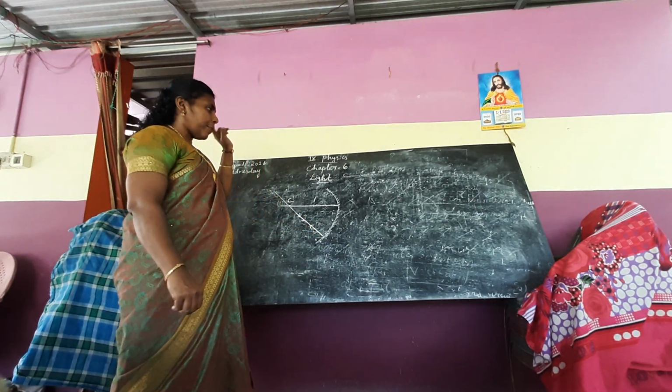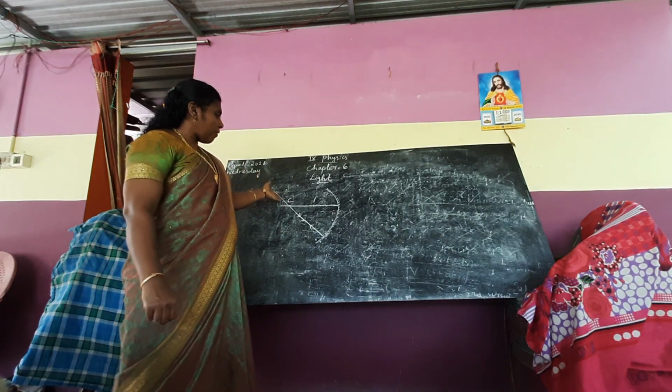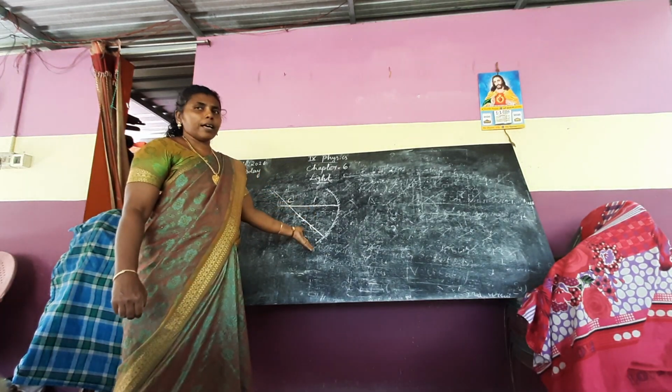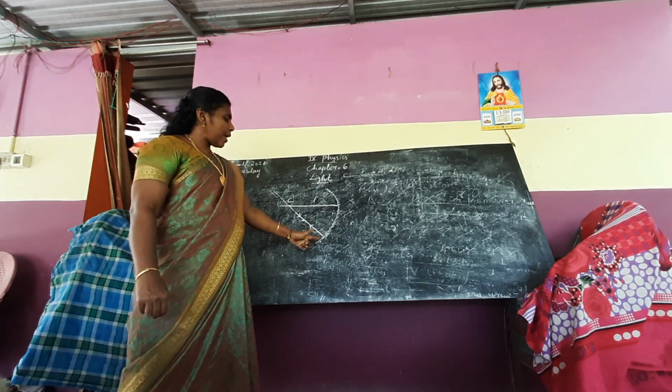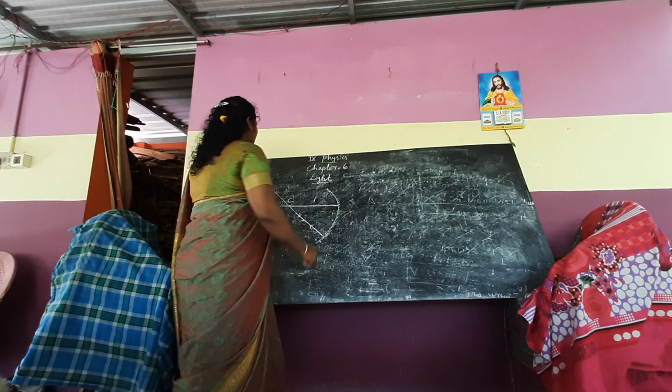This is rule number 1. First rule: when a ray passes through the center of curvature of a concave mirror, after reflection it passes along the same line without any deviation. This is the first rule.